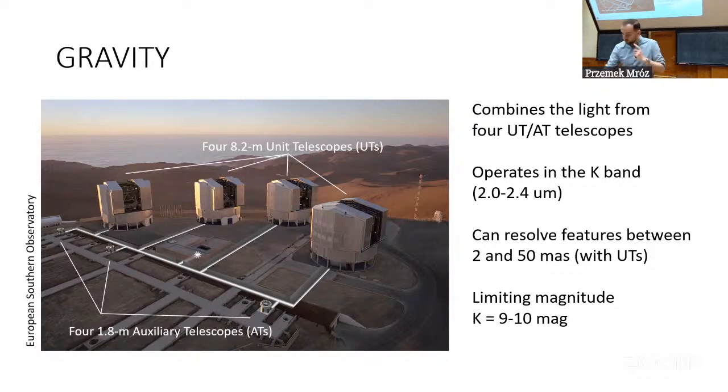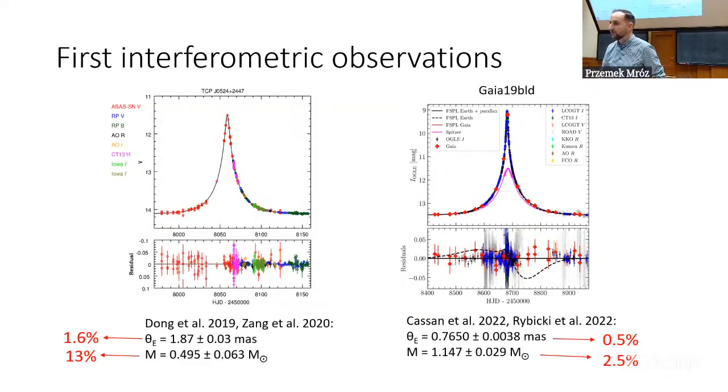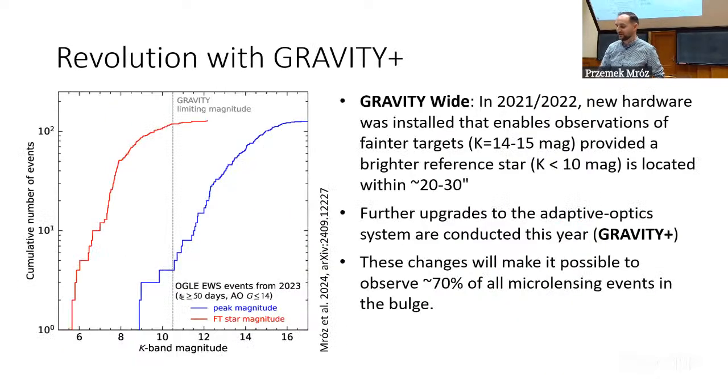This is why, with the VLT, you would have to build a new interferometer. This is a technical issue. You cannot really improve on that. But we have this GRAVITY-Wide system, so we can observe fainter objects like magnitude 15, as long as there is a bright star nearby. And in the galactic center, there are a lot of bright stars.